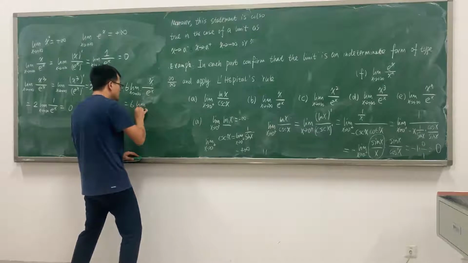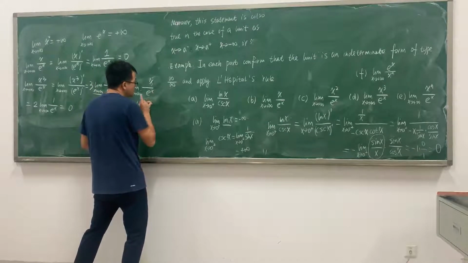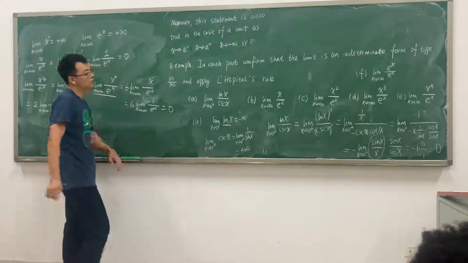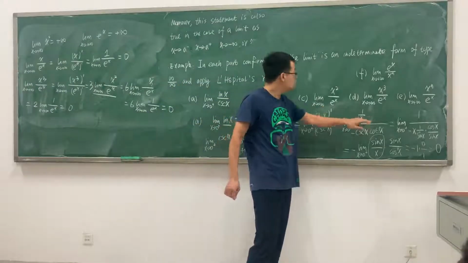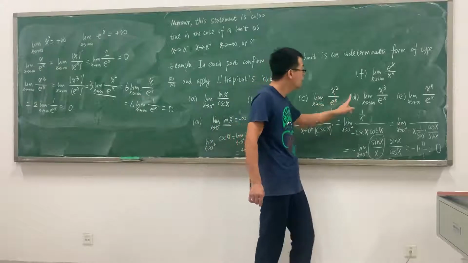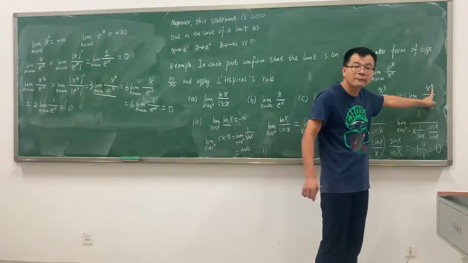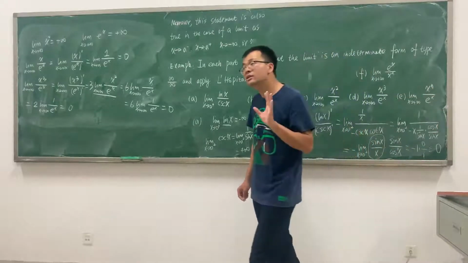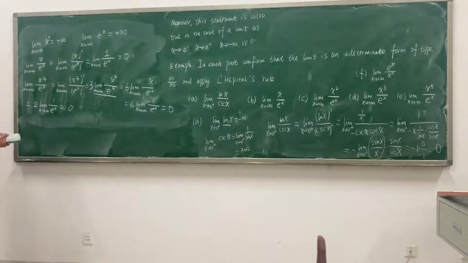The limit as x approaches plus infinity of 1 over e^x is 0. So when the power is 1, the limit is 0. When the power is 2, 0. When the power is 3, the limit is 0. When the power is n, 0. So what's the limit? It's also 0.